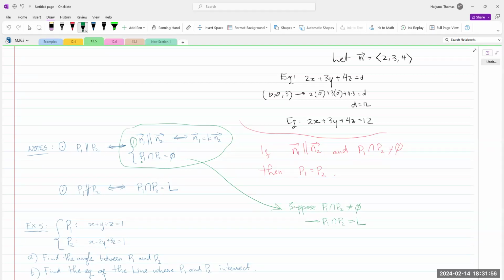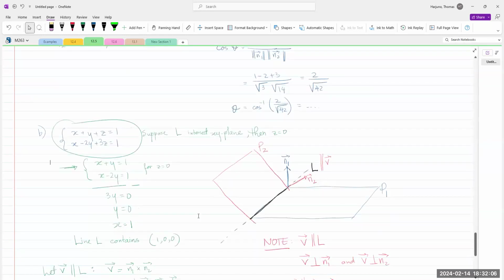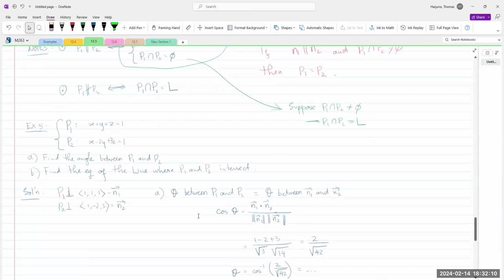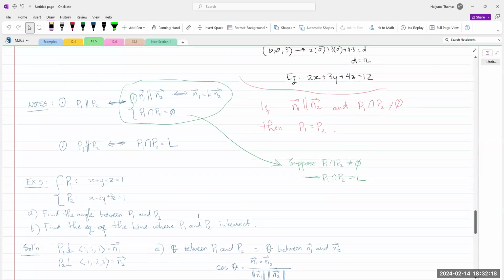Now, if it intersects in a line, then you use this technique, the one I showed you here, to find the line. And you will see there's no such line. You will see there's no such line if you have parallel planes. Okay? Let me give you an example.